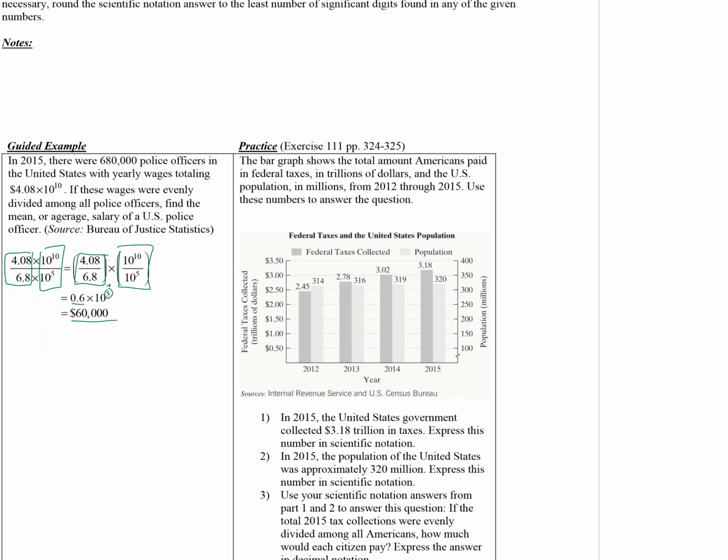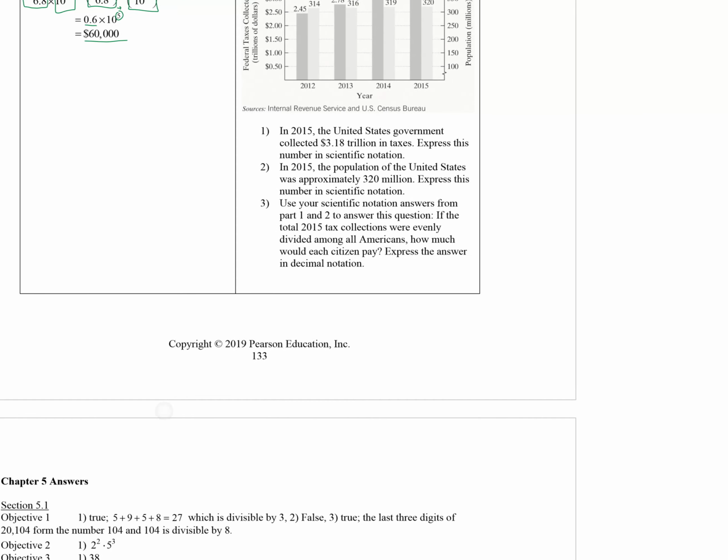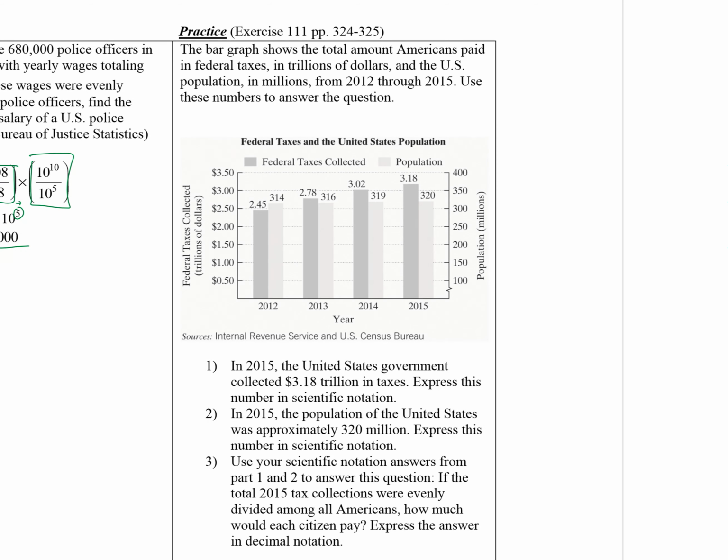Let's look at this one here. There are 3 questions, and that's the last part. So let's see if we can answer them quickly. The bar graph shows the total amount Americans paid in federal taxes in trillions of dollars and the U.S. population in millions from 2012 through 2015. Use these numbers to answer the questions. In 2015, the U.S. government collected 3.18 trillion in taxes. Express this number in scientific notation.